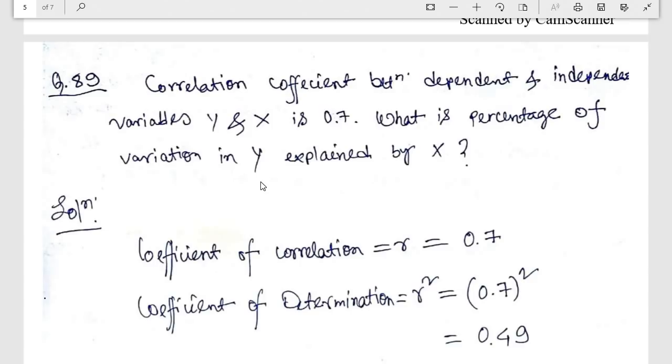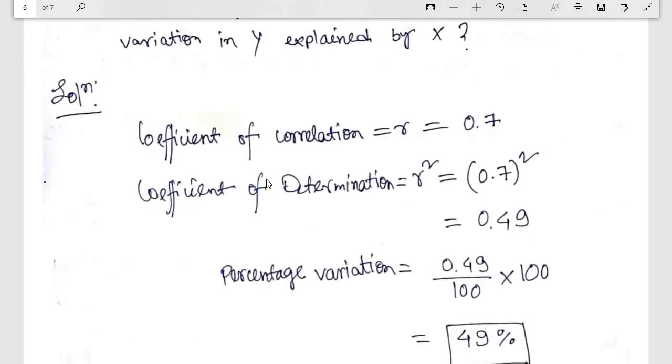Okay, now let's look at a different question. It is related to regression. A correlation coefficient between dependent and independent variables y and x is given as 0.7. What will be the percentage of variation in y explained by x?